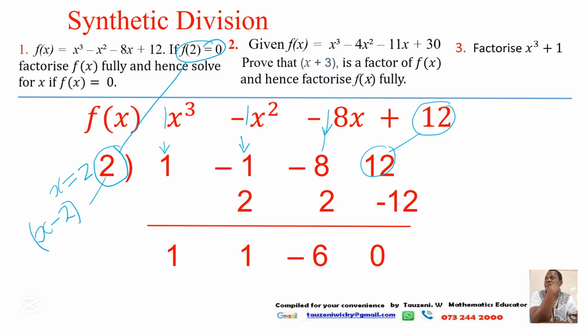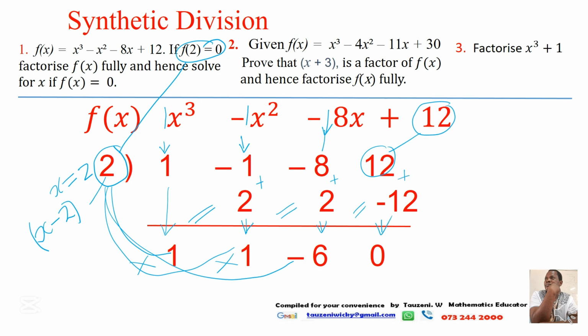Then to do the division, this one, you bring it down here as it is. Then you start the cycle of multiply, write the answer in the next column, and add. 2 times 1 is 2. Add these numbers and write the answer at the bottom. Multiply again, write the answer in the next column, add the 2 numbers, write the answer at the bottom. Multiply again, write the answer in the next column, add the 2 numbers, and write the answer at the bottom.